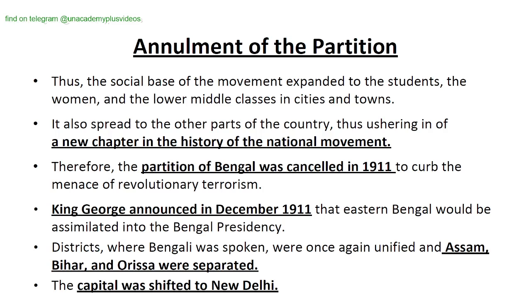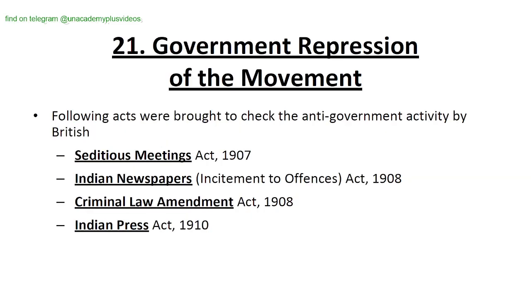Annulment of the partition. Thus, the social base of the movement expanded to the students, the women and the lower middle classes in cities and towns. It also spread to the other parts of the country, thus ushering in a new chapter in the history of the national movement. Therefore, the partition of Bengal was cancelled in 1911 to curb the menace of revolutionary terrorism. King George announced in December 1911 that Eastern Bengal would be assimilated into the Bengal Presidency. Districts where Bengali was spoken were once again unified and Assam, Bihar and Orissa were separated. The capital was shifted to New Delhi.